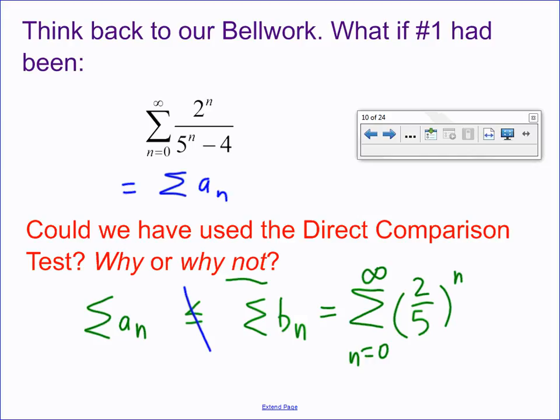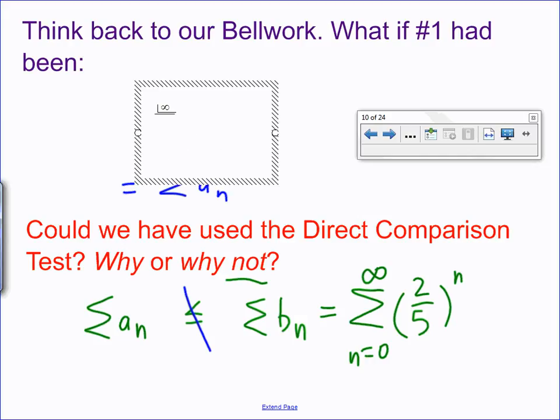And yet, as n goes to infinity, do you think that subtraction by a measly 4 is going to make much difference in the overall behavior of a function, or in the sum of an infinite number of terms?